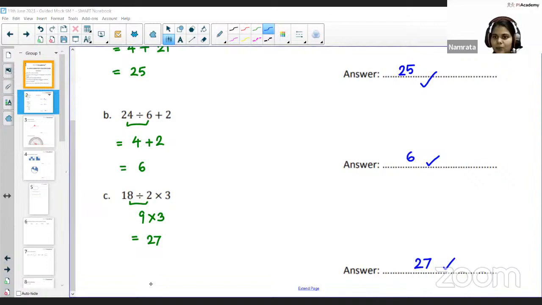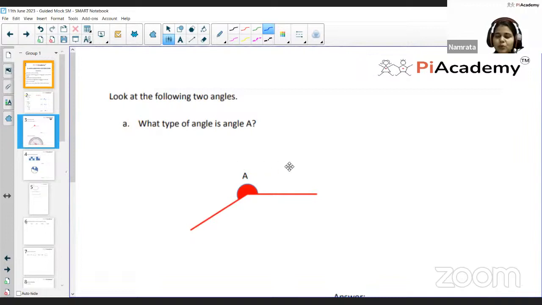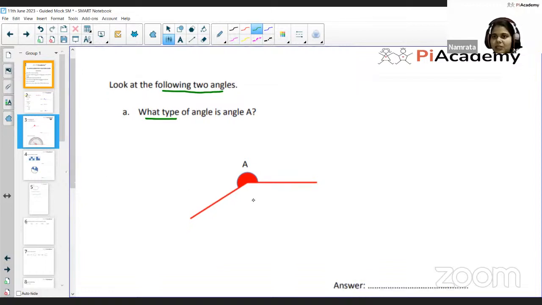Yes, very good. So moving on to the next question of the day. All the best. This is based on geometry, wherein we need to carefully observe the following two angles. One has been displayed right now. We need to find what type of angle is angle A. Take a minute. You may submit your responses in the chat.